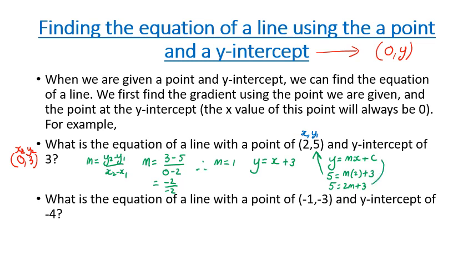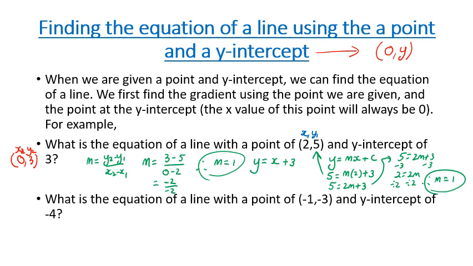I'll rewrite my steps up here so you can see what I'm doing. 5 equals 2m plus 3. I'm going to take 3 from both sides. Therefore, 2 equals 2m. Divide by 2 on both sides. Therefore, m equals 1. So you can see that we've got the same value by doing it either way.